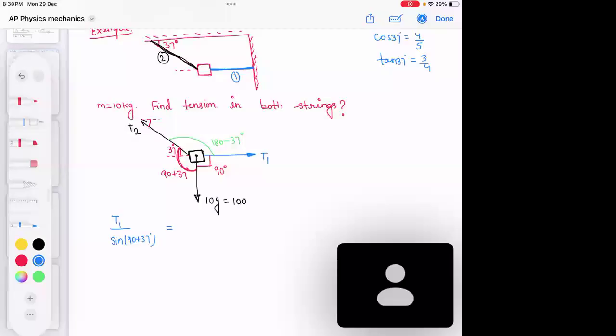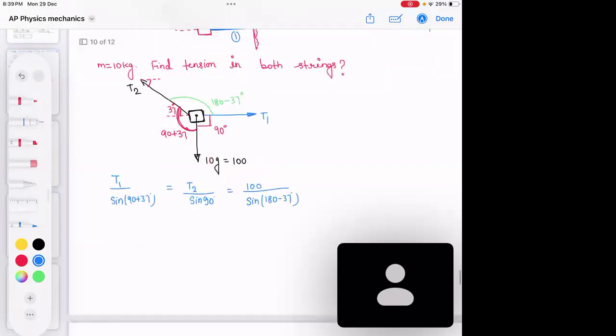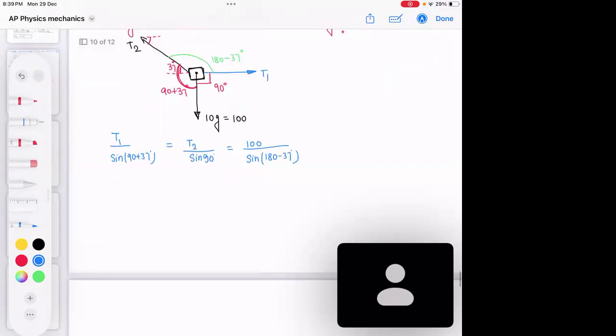T2 divided by what is the angle in front of T2? 90 degree. 100 divided by what is the angle in front of 100 Newton force? Sine of 180 minus 37. Now we will simplify it. Okay, now I'm going to use this one and this one. Okay, so tell me how much it will come.